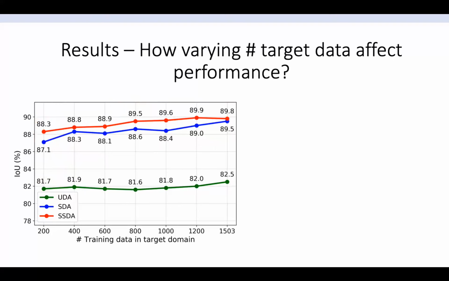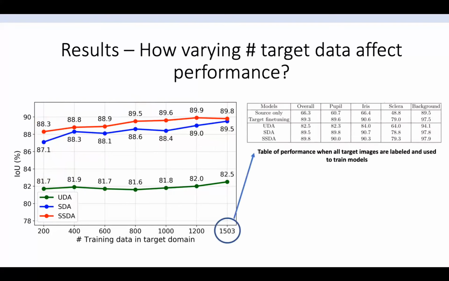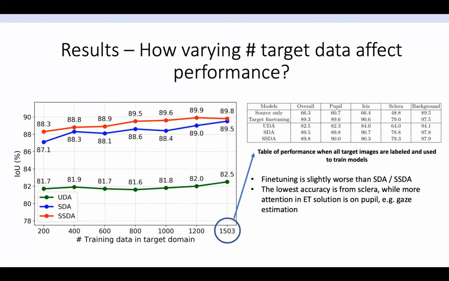We summarize the performance for the case when all the labeled target data are used. Note that the lowest accuracy is from sclera. However, for many eye tracking applications such as gaze estimation, more focus is on highly accurate pupil segmentation, where SSDA could deliver up to 90% accuracy.